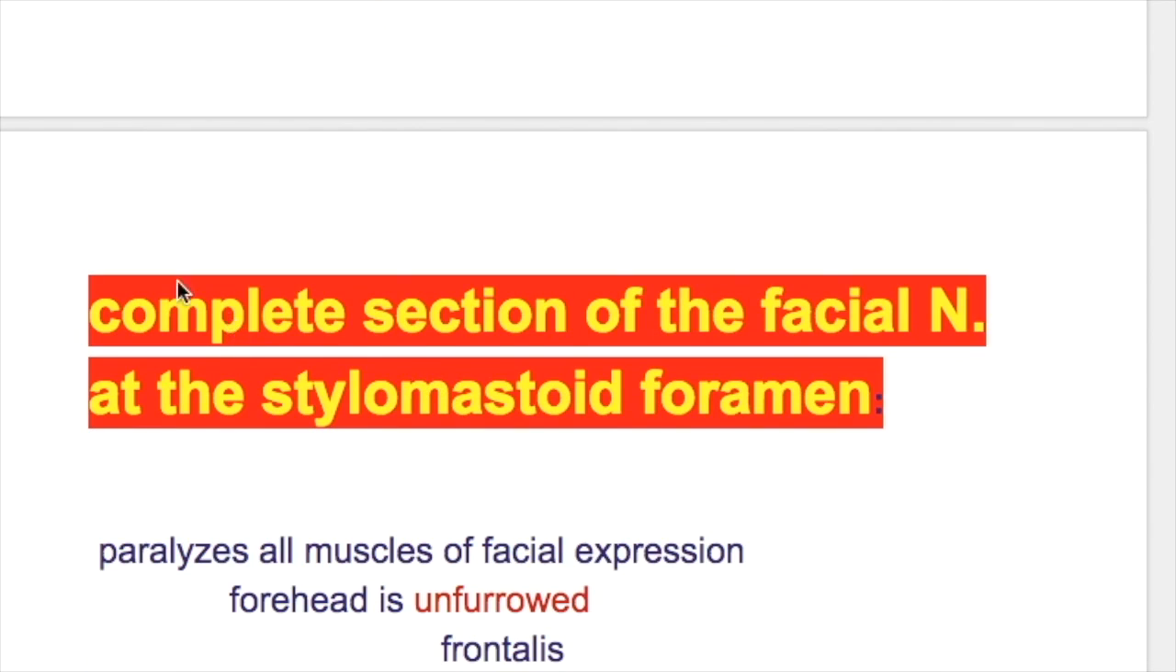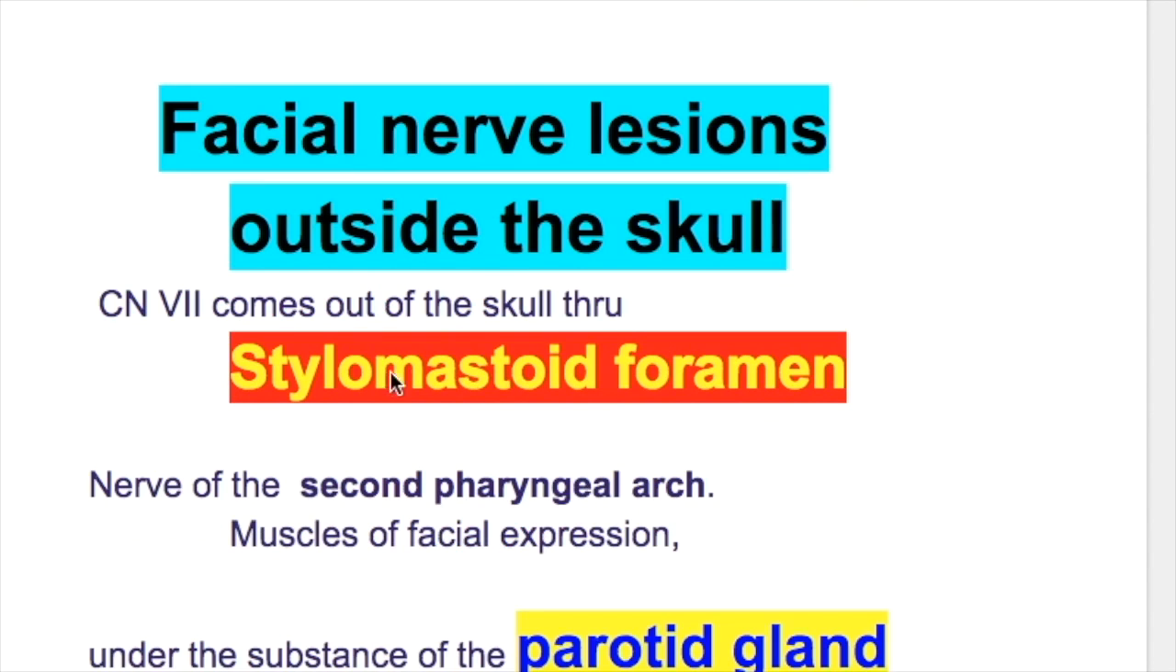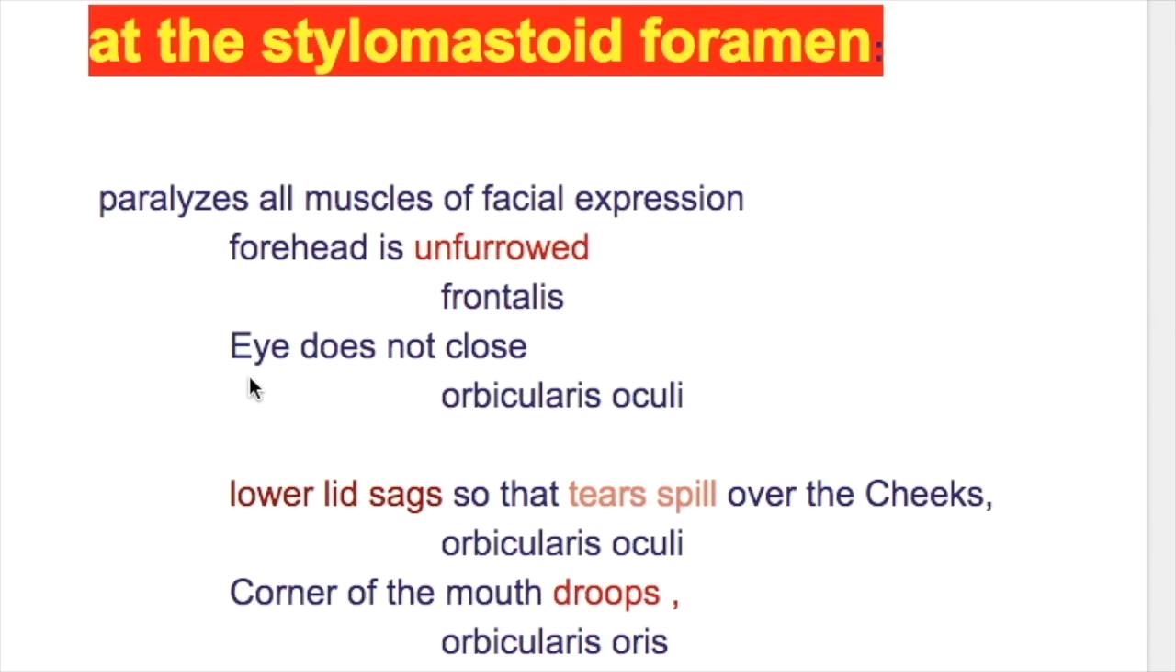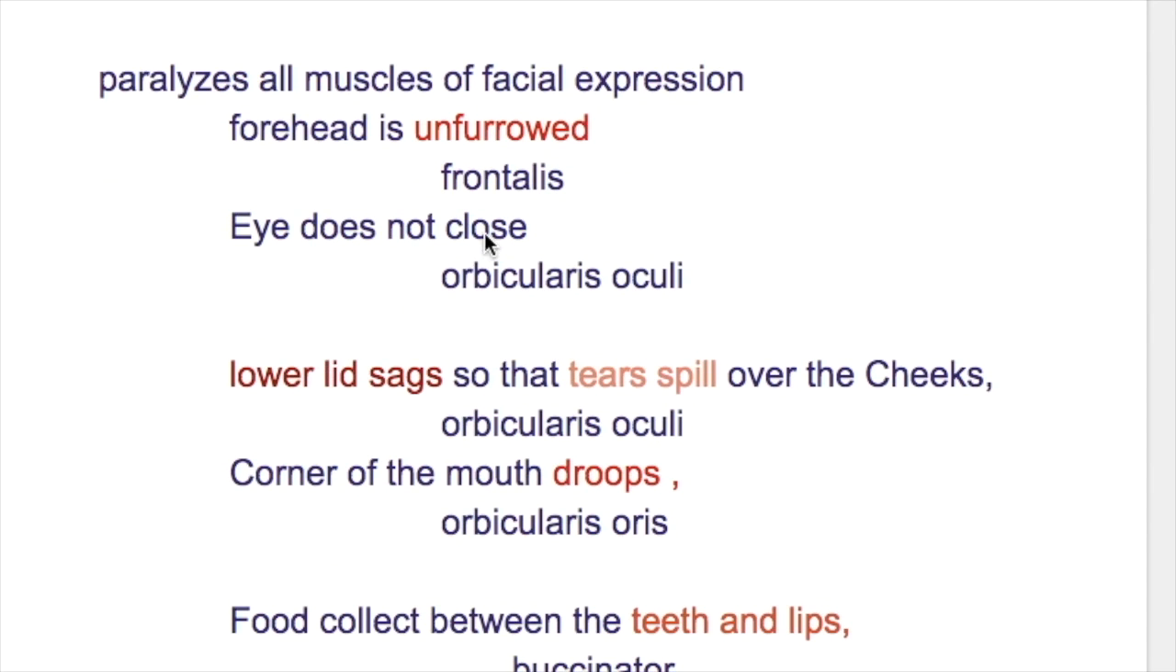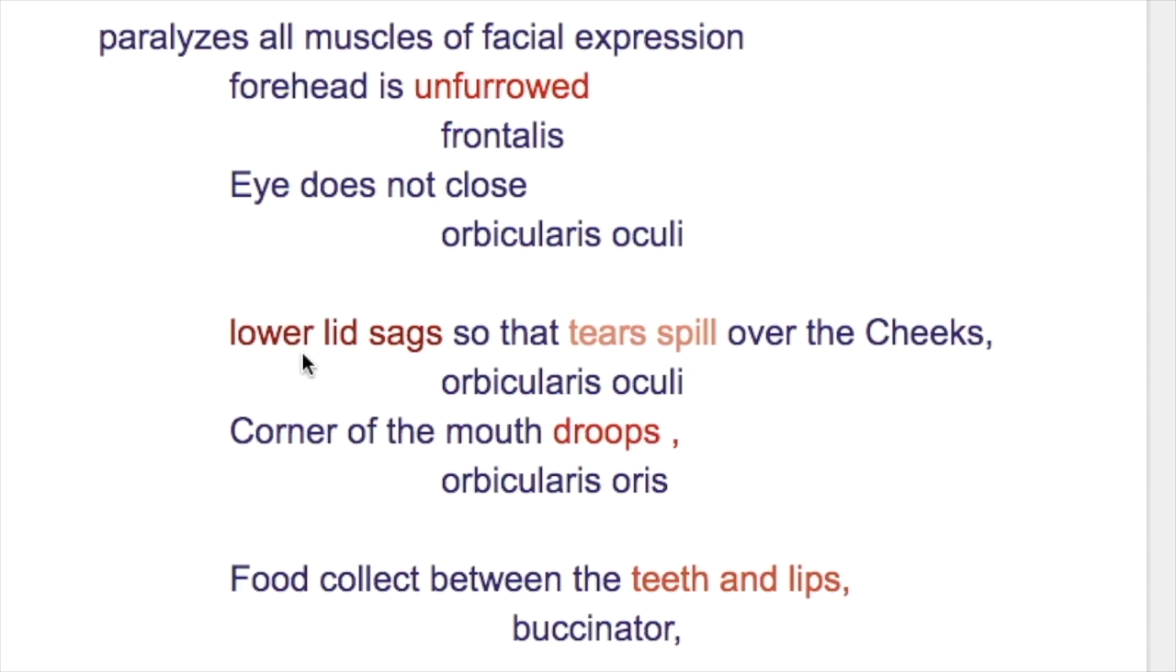So what happens with section of the facial nerve at the stylomastoid foramen? It paralyzes all muscles of facial expression. Forehead is unfurrowed because furrowing is a function of frontalis. Eye does not close because orbicularis oculi is paralyzed and that closes the eye. Lower lid sags so that tears spill over the cheek, orbicularis oculi.